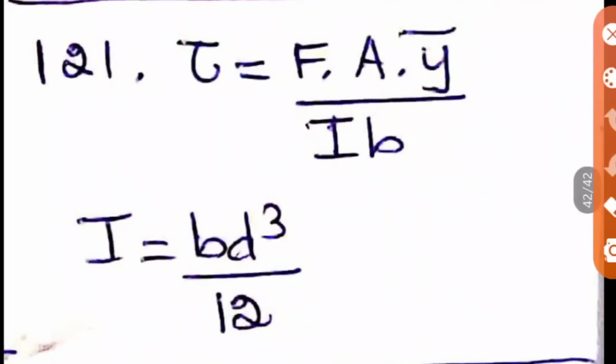So this is the shear stress formula, F into A into Y bar by I into B. The force is given in the question, and the area we can also find. If it is a rectangular section, then B into D you can directly apply. And Y bar is half, that is the neutral axis depth, so that will be your Y bar. And I for a rectangular section is B D cube by 12, and into B. So you will get the shear stress.